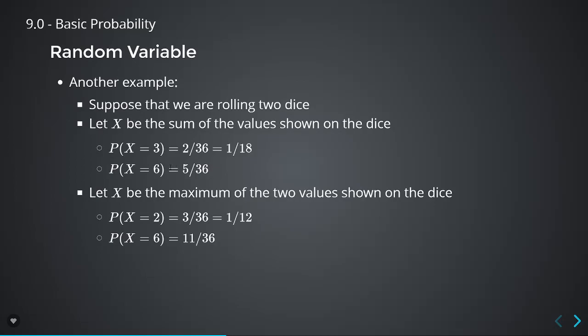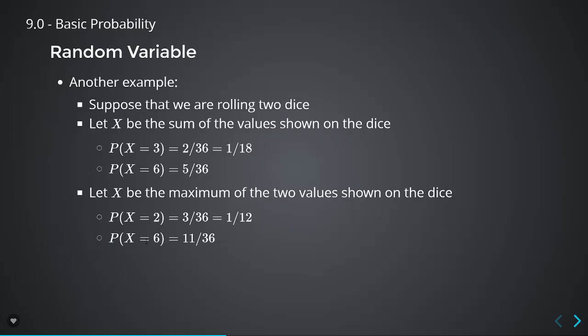What's the probability of X equal to 6? But see how I can define X to be whatever I want? And I can write the probability a lot more succinctly. So here's an example: if X is the maximum of the 2 values shown on the dice. And again, I'll let you check this on your own. Pretty sure this is correct.